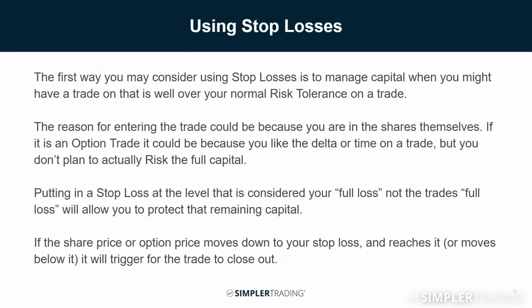It could also be because I might be in an option trade where I really like the delta, or maybe it's a LEAP where I really want it to go further out in time to give the trade time to work out. But once again, I don't plan to actually risk the full capital amount. So by putting in a stop loss, whether it's for the shares or for an option trade, at the level I would personally consider, and this is different for everybody, but I would personally put the stop loss in at the place where I would consider it as my full loss, right? So what I'm completely willing to lose 100% of that trade on, that is where my stop loss goes.